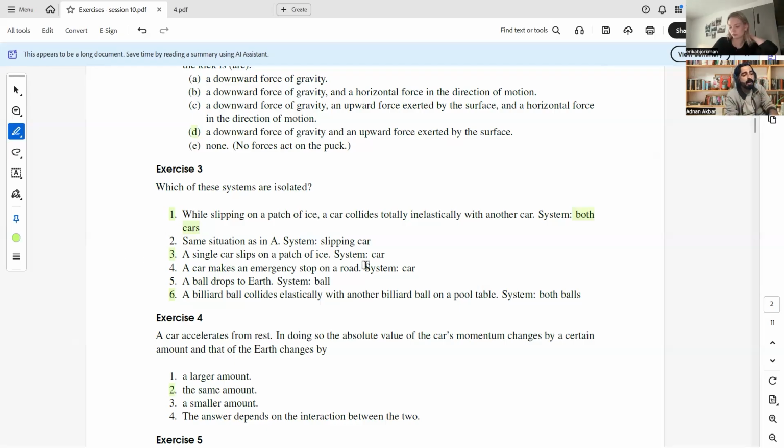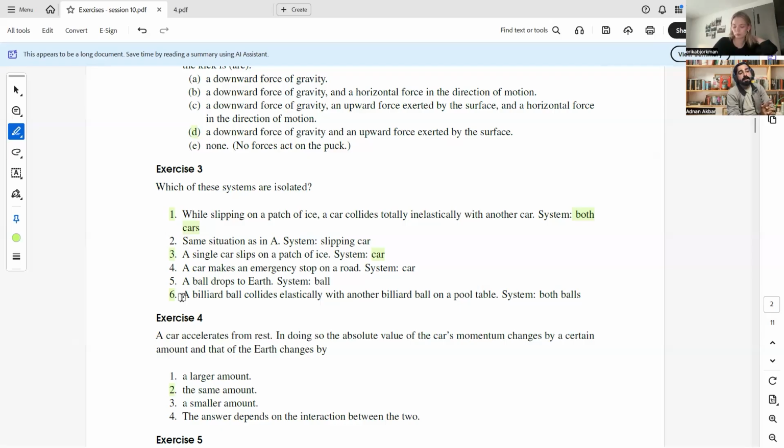A single car slides on a patch of ice. Here our system is only the car. Here he is giving the complete sentence: a single car slides on a patch of ice. Okay, the car is sliding on the patch of ice, but our system is only the car. And if it is sliding on the patch of ice, then there is no loss of energy, and the car is moving without loss of energy because frictional effect will not exist.